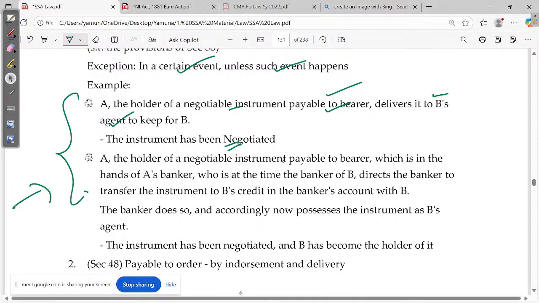Second, A, the holder of a negotiable instrument payable to bearer, which is in the hands of A's banker. It's not with A, but who holds this? A's banker holds this. Okay. Who is at the time the banker of B also? Beautiful, isn't it? So probably let me name the bank as SBI.